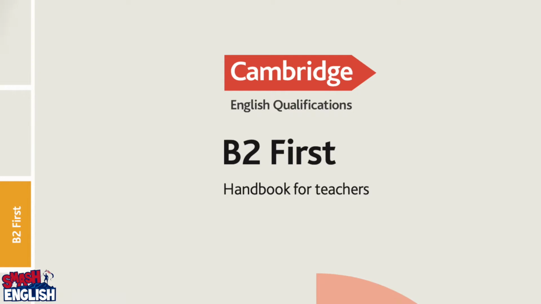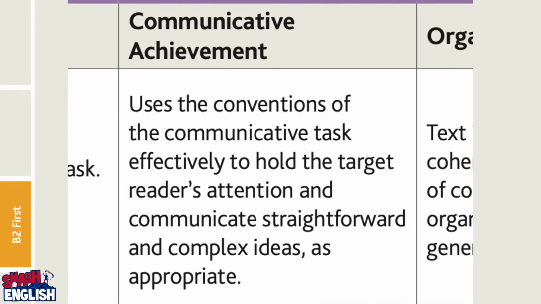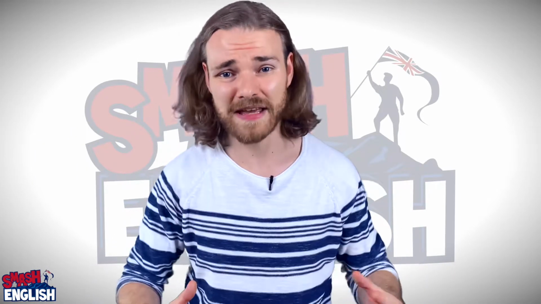So what are complex ideas? Well, in the Cambridge mark scheme under communicative achievement, if you want to score a 5, which is the maximum, you must discuss some complex ideas. These are ideas that are not concrete. They are abstract, they are unreal.